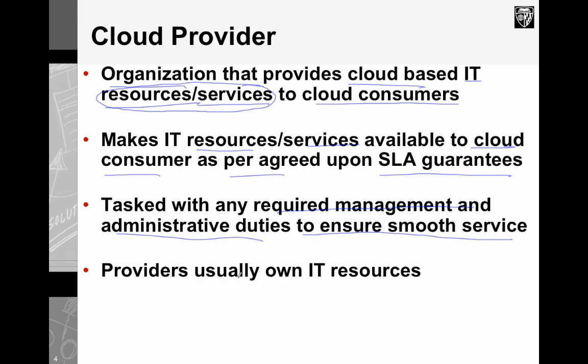They provide their own IT resources. That's typically what they do. If you look at Amazon Web Services, which is a cloud provider, they have their own hardware, they have their own storage, they have their own network devices, and they're actually making all these network devices available to you. Now, there can be some cloud providers that would actually lease these equipments, but most cloud providers actually own their own IT resource equipments.